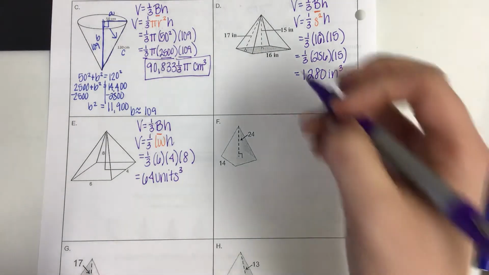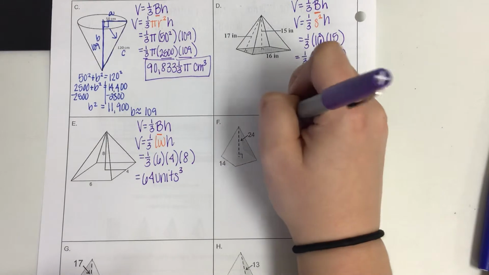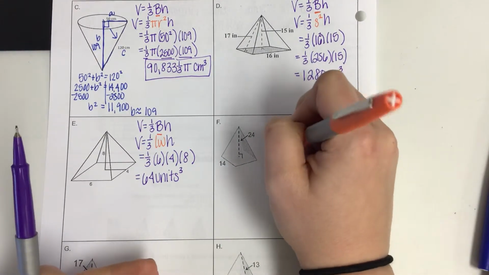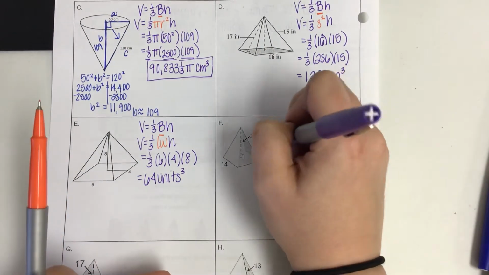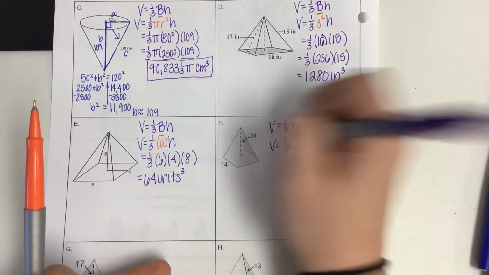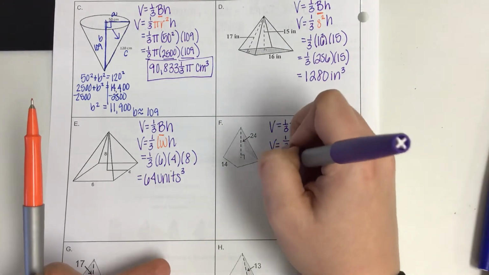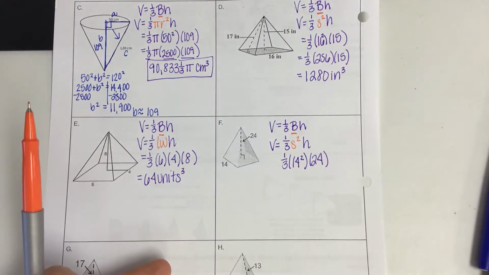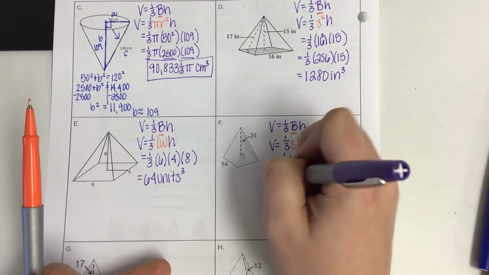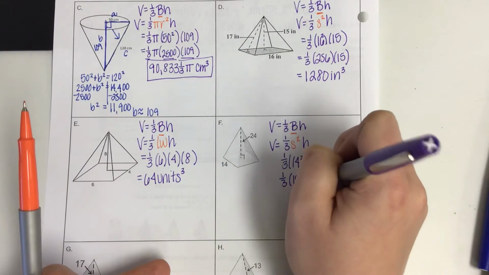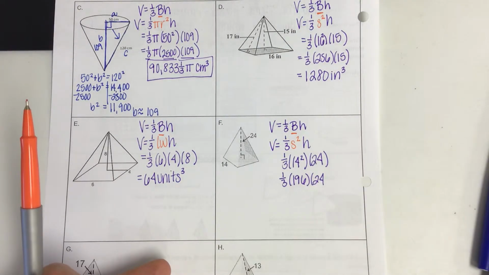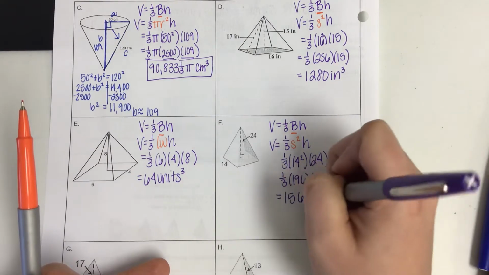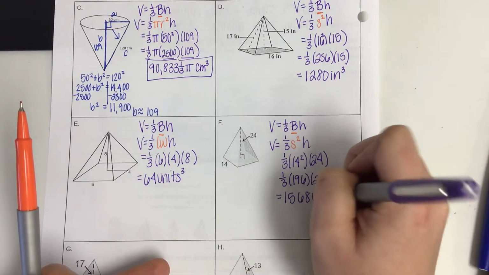Letter F is a square base. So we still have our volume 1/3 equals area of the base times height, where our base is a square, so we're going to say this is S squared. We have 1/3 with our height. So we're going to have 1/3 times 14 squared times 24. 14 squared is 196. We multiply all these together, we get 1,568. Again, we don't know our units, so we're going to put units cubed.